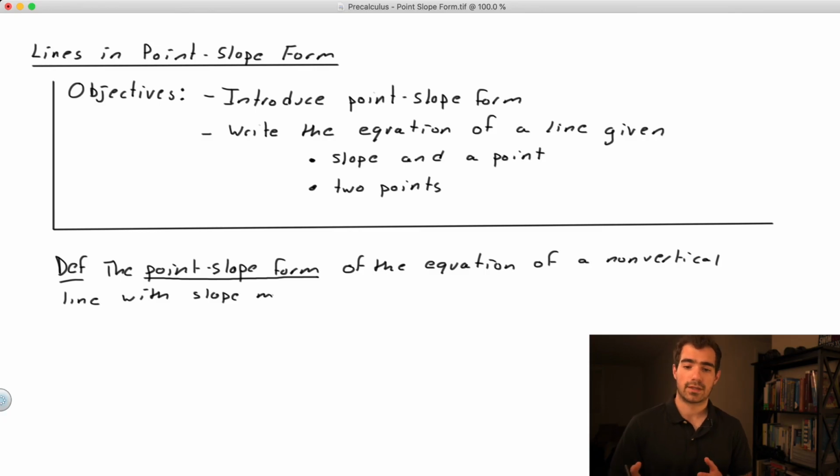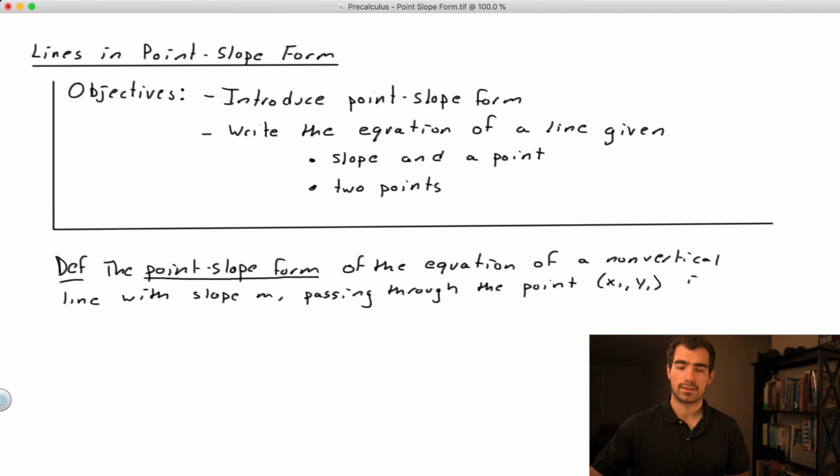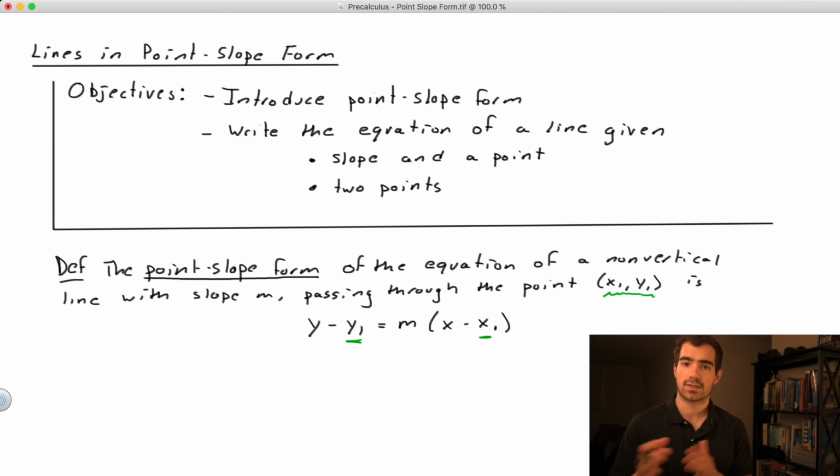But the point-slope form of the equation of a non-vertical line with slope m passing through the point (x1, y1) is y minus y1 equal to m times (x minus x1). Now, just to distinguish here, this y1 and this x1 are specifically this point that the line goes through. So if the line happened to pass through the point (3, 4), for example, we would replace x1, y1 with 3 and 4. That x1 and the y1 are just meant to be labels representing some coordinate pair.